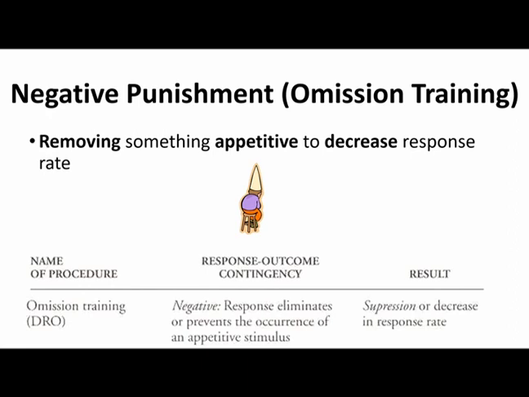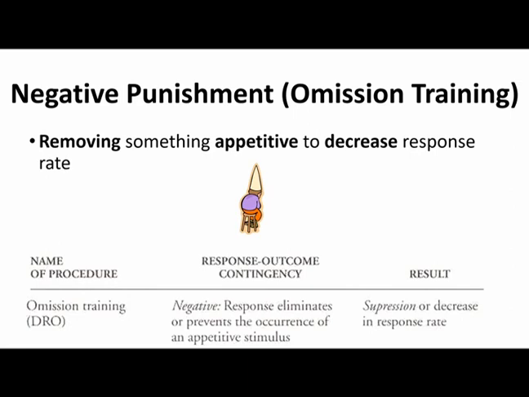So if you do a bad behavior, maybe you hit your sibling, or maybe you speak disrespectfully to your parents, you do some kind of response or behavior that's bad, then your parents can remove something like your freedom to run around and wreak havoc by putting you on timeout. So you've lost that freedom. So you've lost or removed that appetitive stimulus. And as a result, hopefully you're going to be less likely to do that bad behavior in the future. Some other examples of this might be if you misbehave, you're not allowed to go out and play with your friends later.